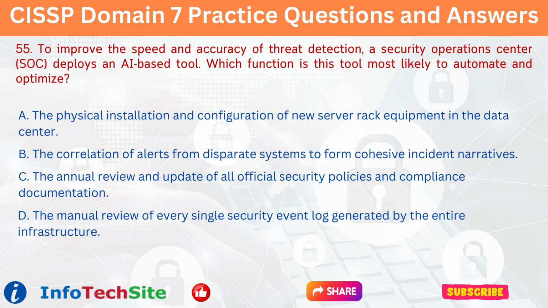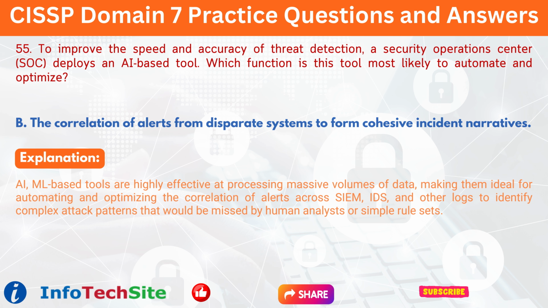C. The annual review and update of all official security policies and compliance documentation. D. The manual review of every single security event log generated by the entire infrastructure. The correct answer is B. The correlation of alerts from disparate systems to form cohesive incident narratives.